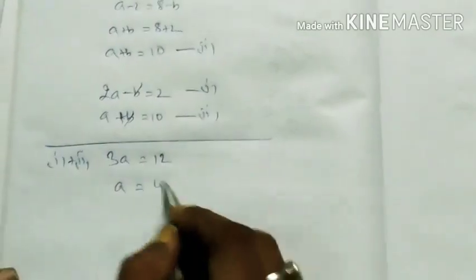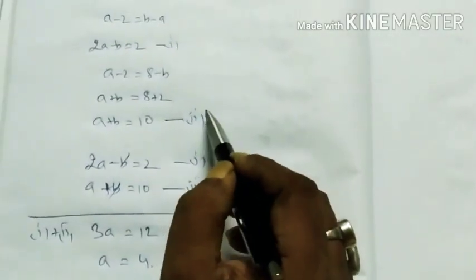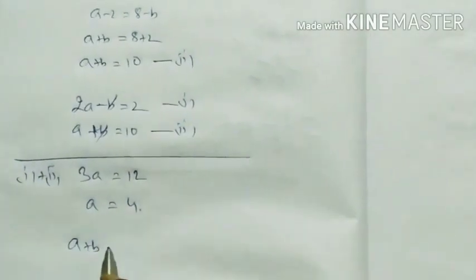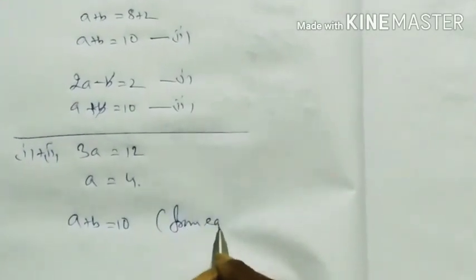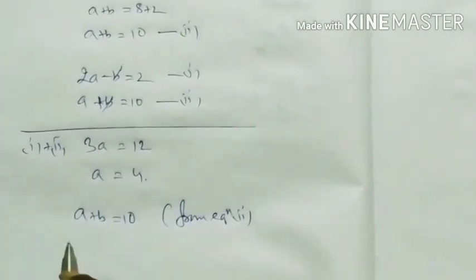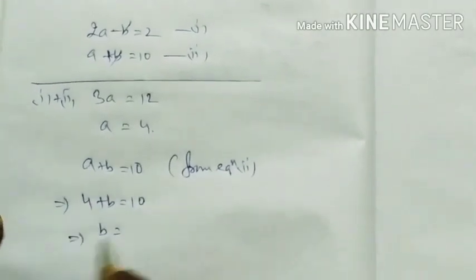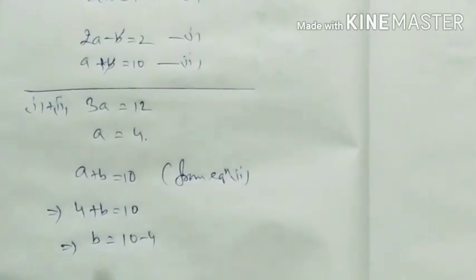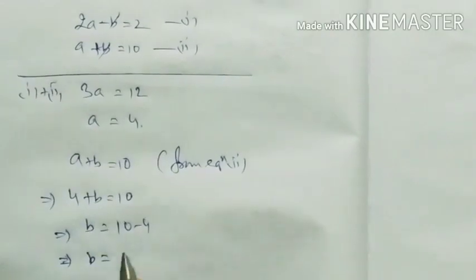Now I am going to put the value of a in equation 1 or 2. Let me select equation 2. So a plus b is equal to 10 from equation 2. Here a is 4. 4 plus b is equal to 10. So b comes out to be 10 minus 4, which is 6.